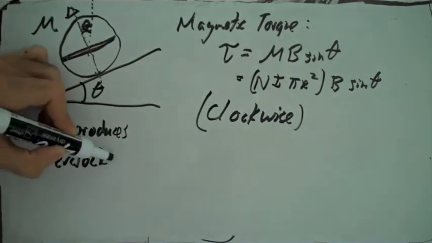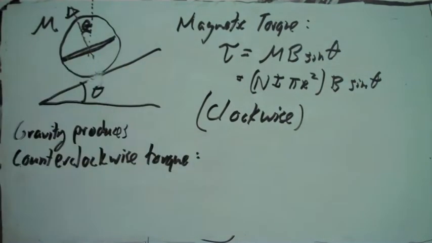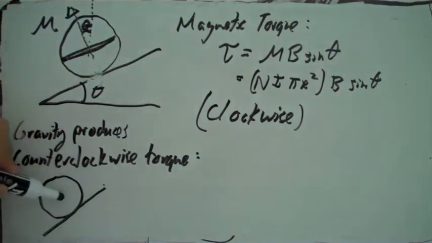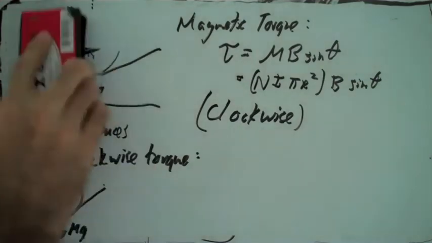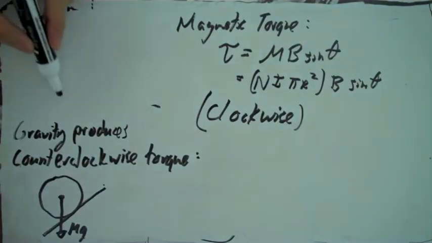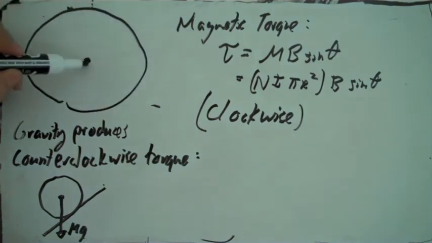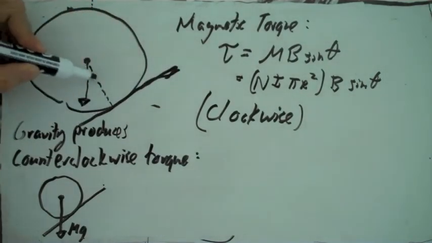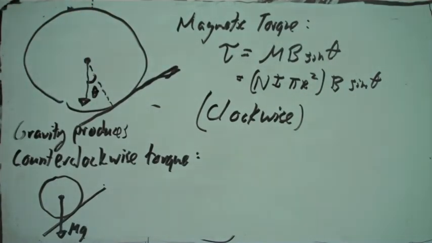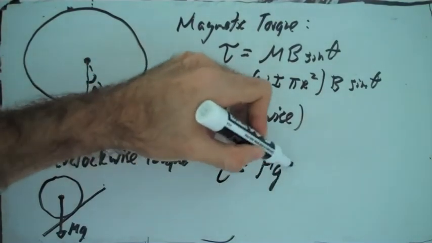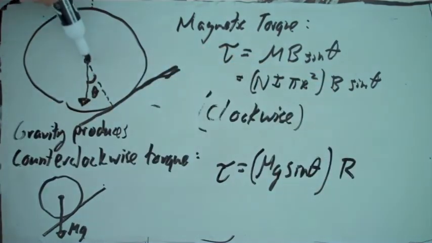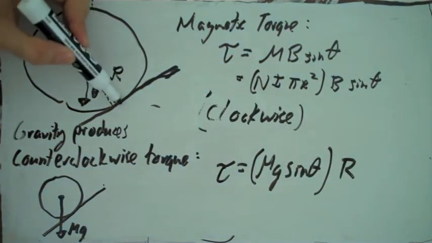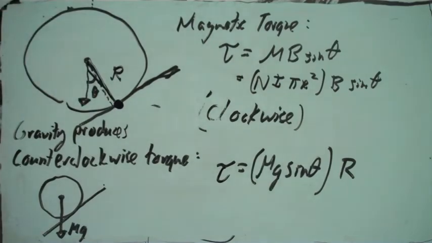But gravity produces a counterclockwise torque. So what is the torque that gravity produces? Well, the torque that gravity produces is just the force of gravity acting on the center of mass. Here, let's draw it in a bigger diagram. So here's the force of gravity, and the angle here is theta. So the torque that gravity produces is just equal to mass times gravity times sine theta times the distance r, this distance r, if we're looking at the torque about this point.